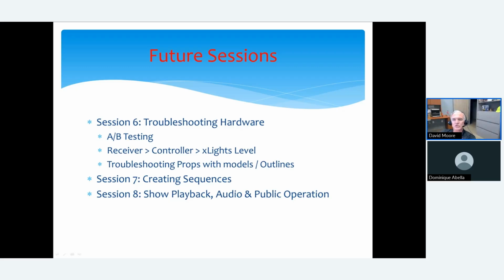So session 6 is troubleshooting. I cannot express enough how much time we spend explaining to customers how to troubleshoot, and it's not obvious all the time. There's an amazing number of troubleshooting processes that exist, not only in the hardware itself. There's usually a test button on a lot of these receivers, there are test buttons on the controllers, there are tests within xLights, and then there's also just testing at the light and prop level.